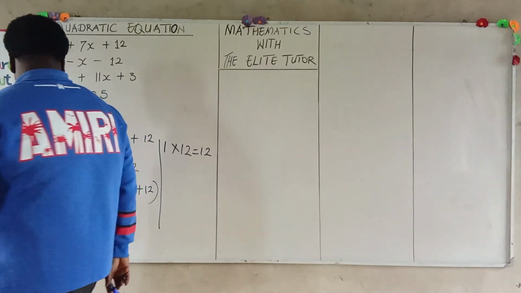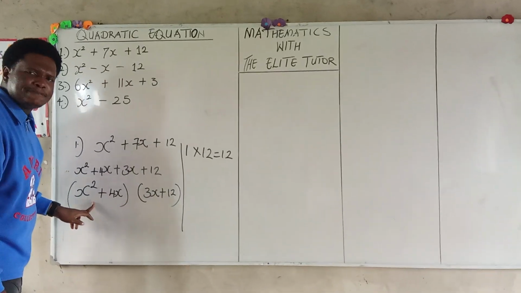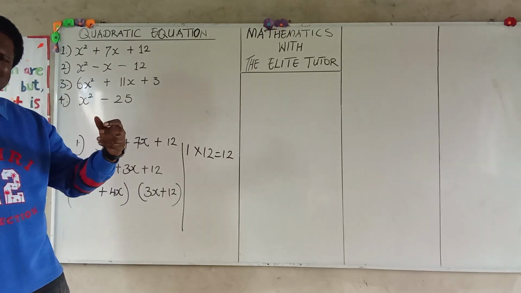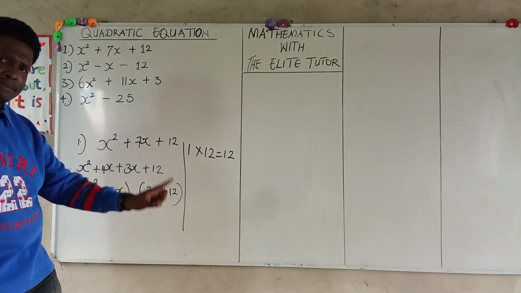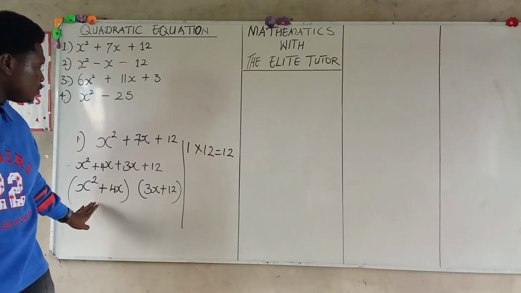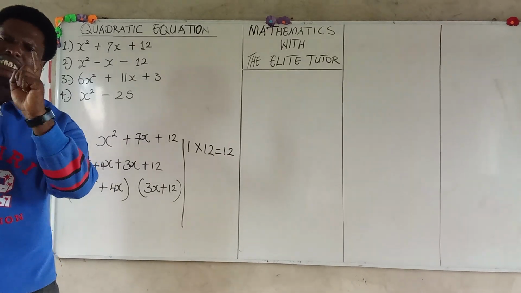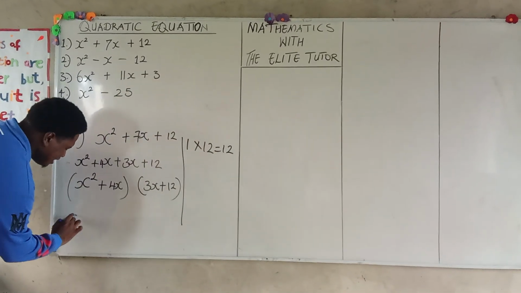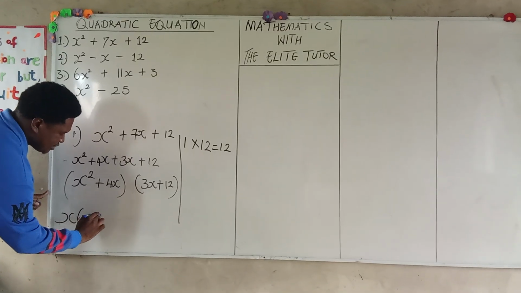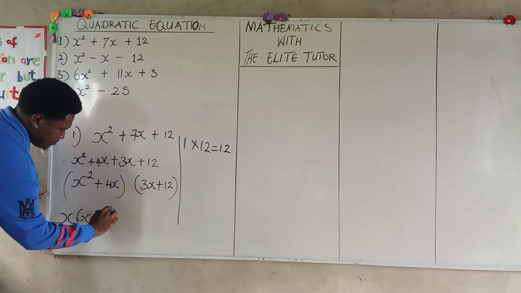Now let's look at our first bracket. What's common in this particular bracket? When we say what is common, we are simply saying what can divide each of these items, and we'll still have a whole number. And what's common here, if you look closely, we'll see that x is common. So we have x here, and then x squared divided by x, we have x plus 4.